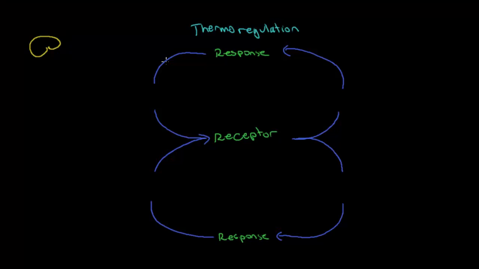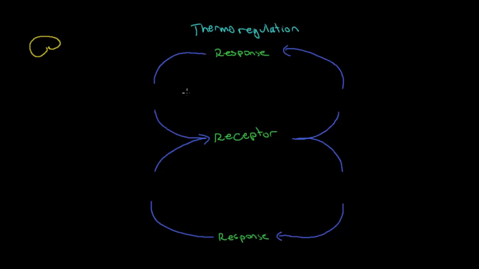Thermoregulation is the process of regulating a constant body temperature. It's an example of a negative feedback loop. In a body, a negative feedback loop requires a receptor to detect the conditions within the body, and if the conditions move away from that set point, then the receptor sends messages to the body to respond.